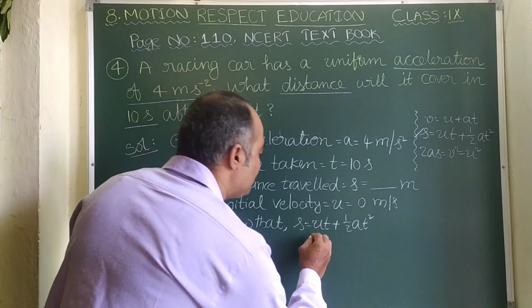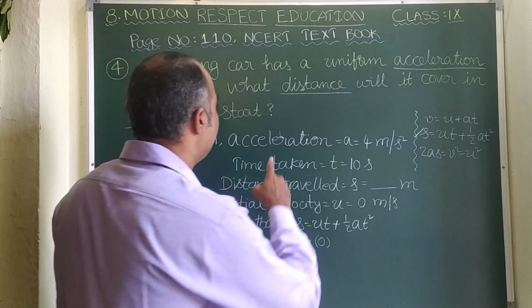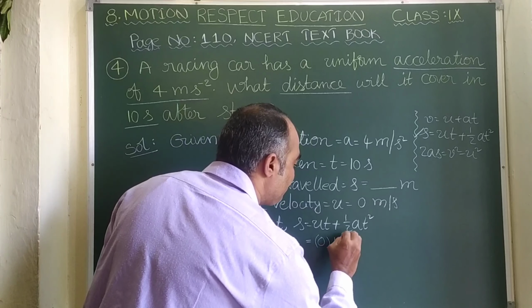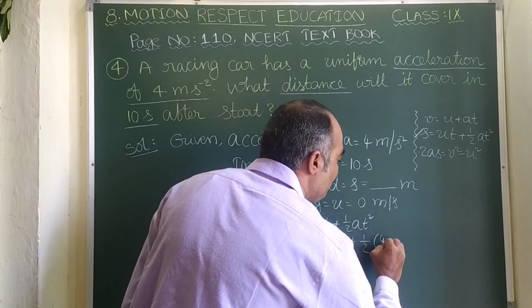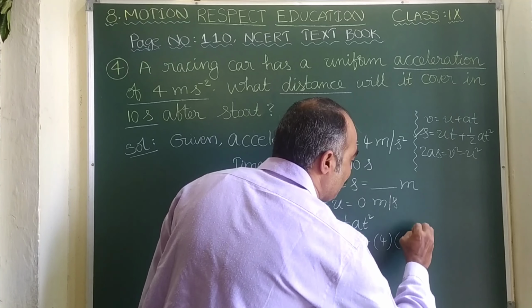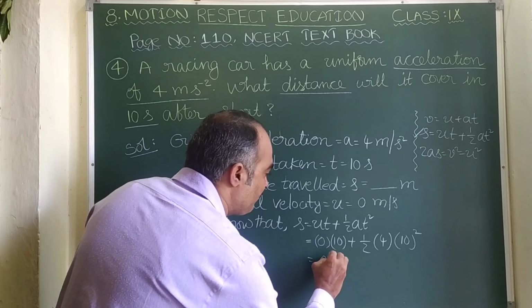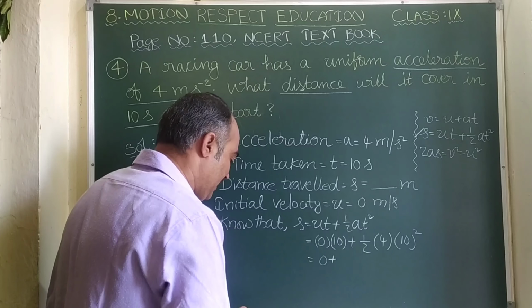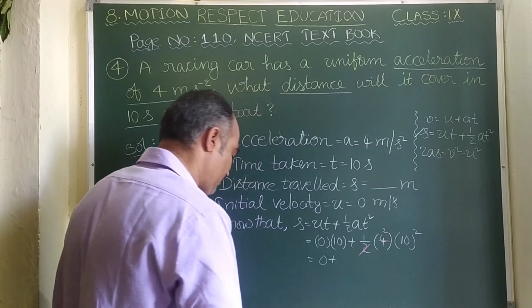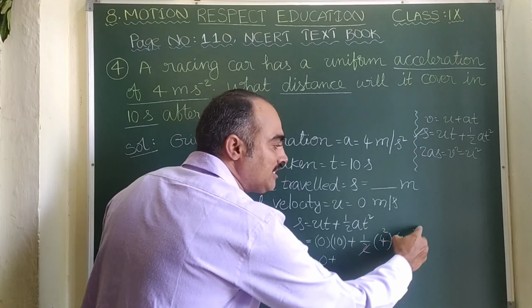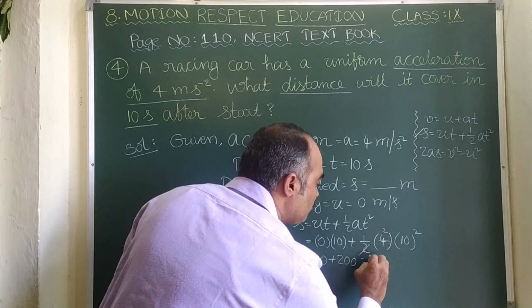Let us substitute the values. u is nothing but 0 times t. t is 10 seconds plus 1 by 2 into a. a is 4 into t square, 10 square. 0 into 10 is 0. Plus here let us cancel this 4 two times. So 2 into 10 square is 100. So 2 into 100 is 200. 0 plus 200 is 200.